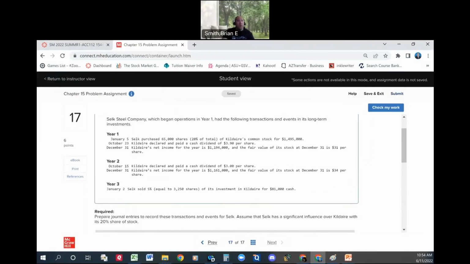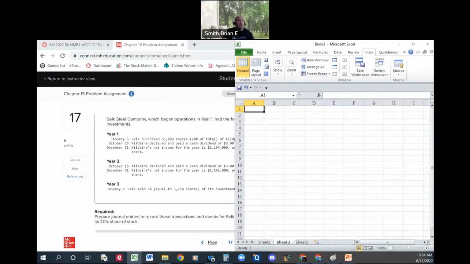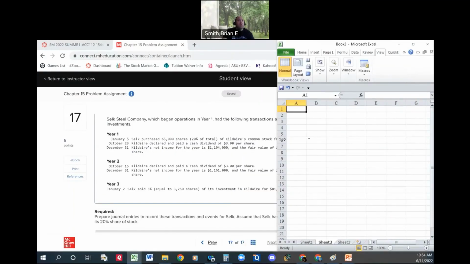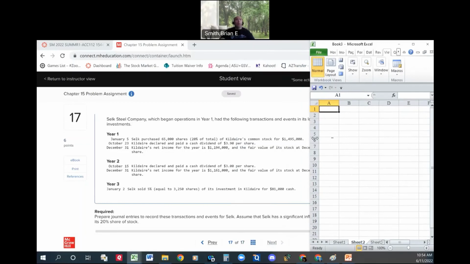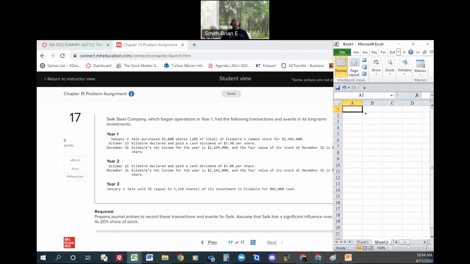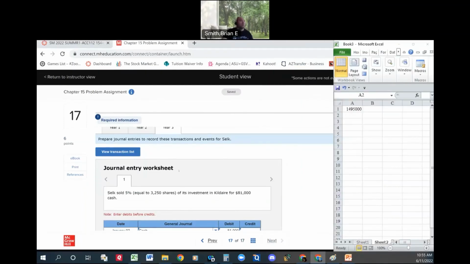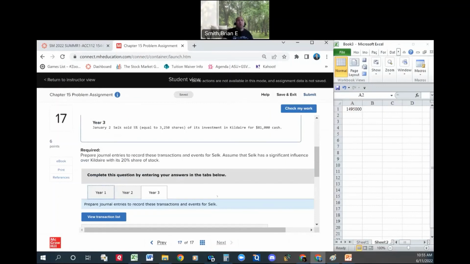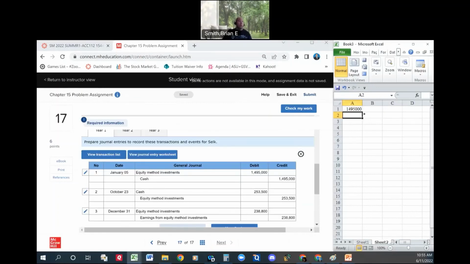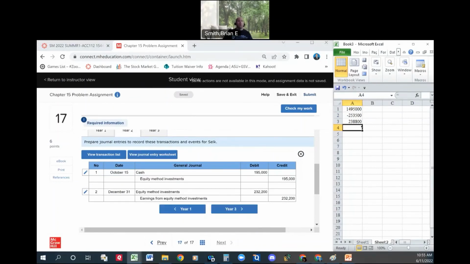So let me go ahead and come over here and open up a new sheet from our prior assignment. We just need to be able to track the investment. So we bought it for $1,495,000. And then we're going to go through each one of these transactions over here. So in year 1, we're going to decrease this amount by $253,500, and then increase it by $238,800. Next entry, we're going to decrease by $195,000, increase by $232,200.